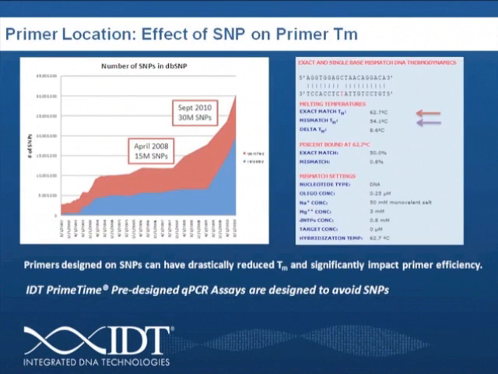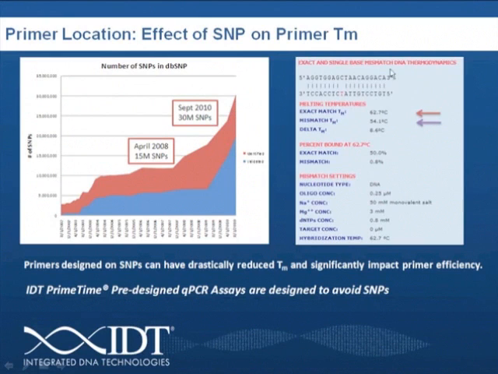In terms of primer location, a really important feature is the effect of SNPs on primer TM. This is a graph showing the amount of SNPs that have been discovered between 2002 and 2010. So in 2002, there were only 5 million SNPs identified. But with the advent of next-gen sequencing, in April 2008, we had 15 million SNPs identified, and in 2 years, we now have 30 million SNPs.